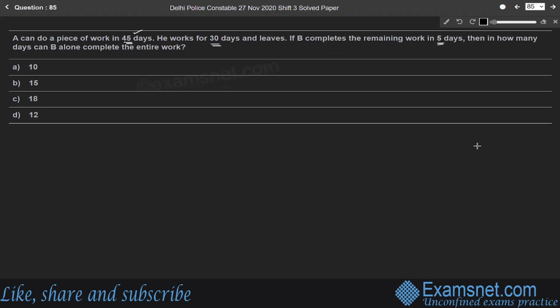So let the total work done be amount X. Let total work be equal to X. To complete the work, some amount of work has to be done. That amount of work be X. Whether it is completed by A or B doesn't matter. So A can do a piece of work in 45 days. To complete this amount of work, A takes 45 days, right?